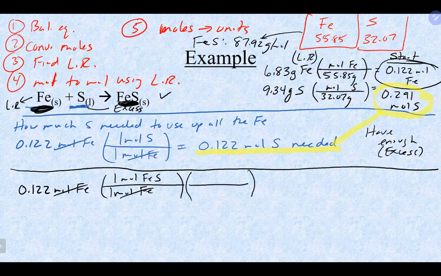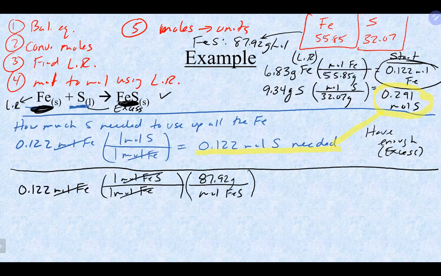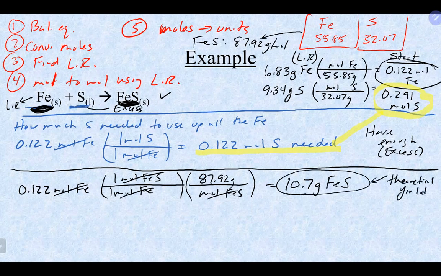Using that in our last step here, 87.92 grams per mole of FeS. Moles cancel, and that gives us 0.122, which is about 10.7 grams of FeS. And since this is a product, this would be our theoretical yield based off of our starting amount in the reaction. Any questions on any of those steps?